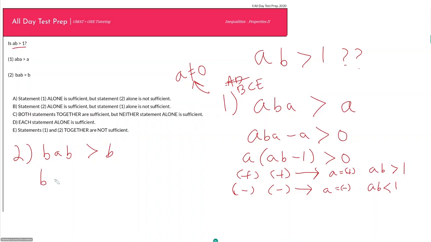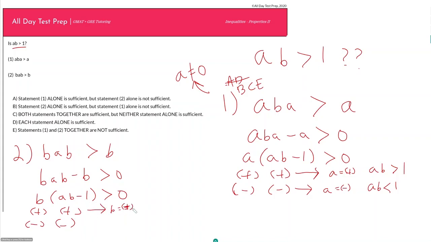I can subtract AB from each side. ABA minus B is greater than 0. Factor out a B. And again, it's telling me B times AB minus 1 is greater than 0. So either both of those things are positive or they're both negative. So in this case, I know B is positive and AB must be greater than 1. Here I know B is negative and AB is less than 1. But it is the same thing as the previous statement. AB can be both greater than 1 or less than 1. And so this is definitely insufficient.